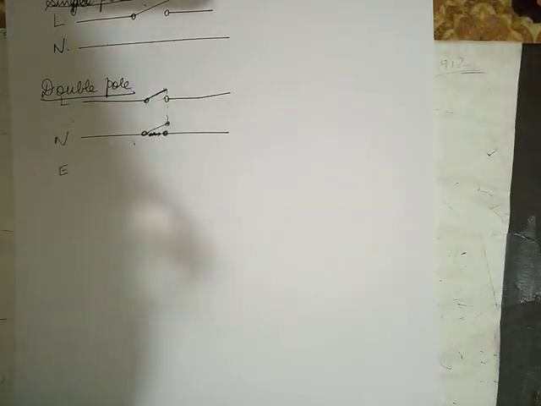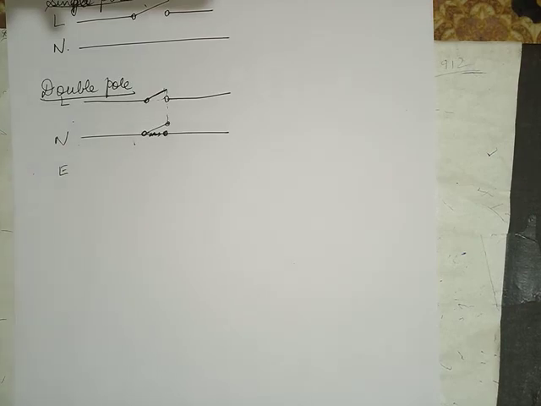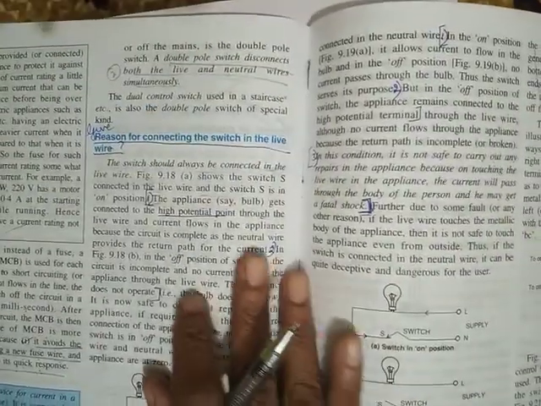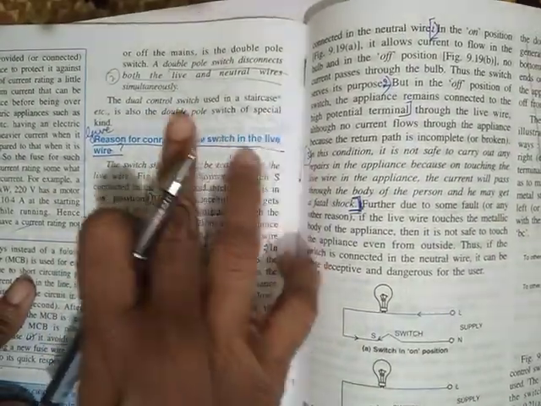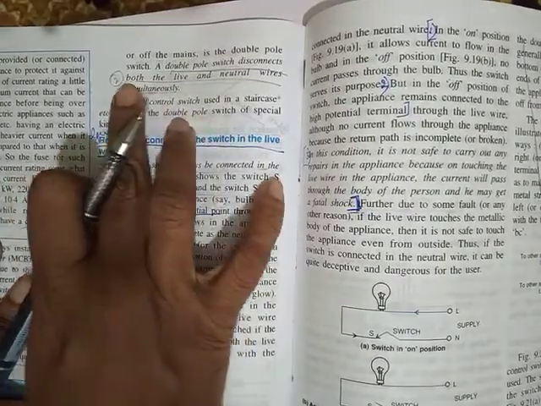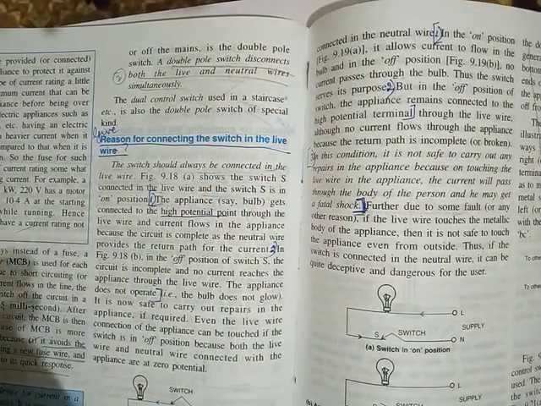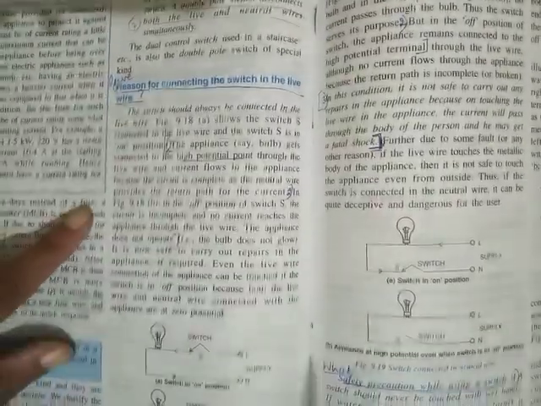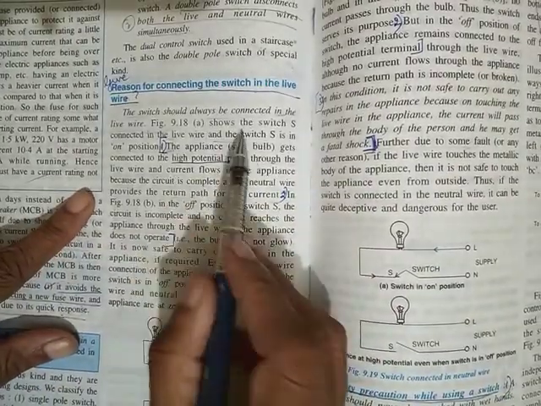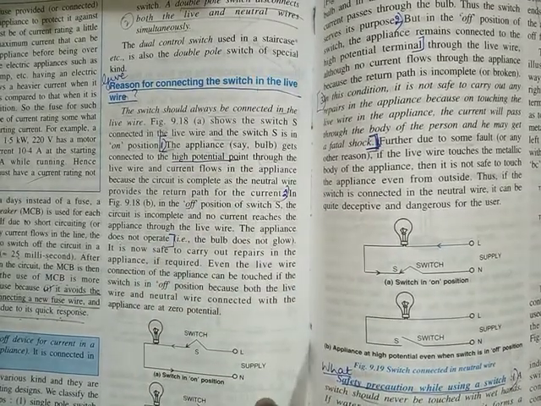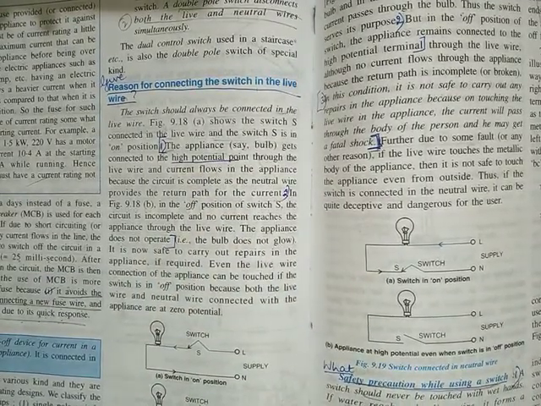Okay, now the next thing we have to see is, a double pole switch disconnects both the live and the neutral wire simultaneously. Next one, switches are always connected in the live wire. Switches are always connected in the live wire, like how we saw for fuse.